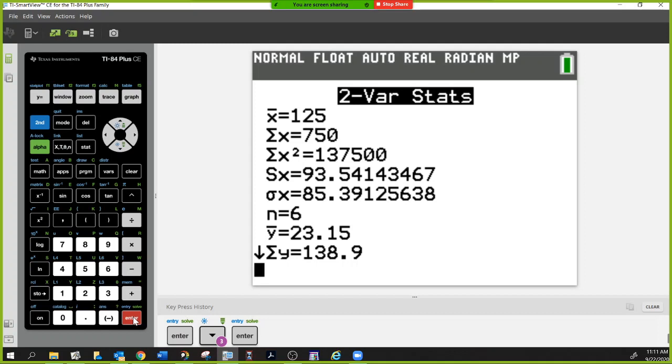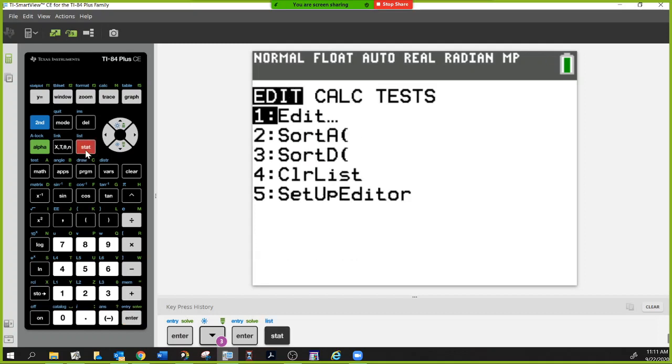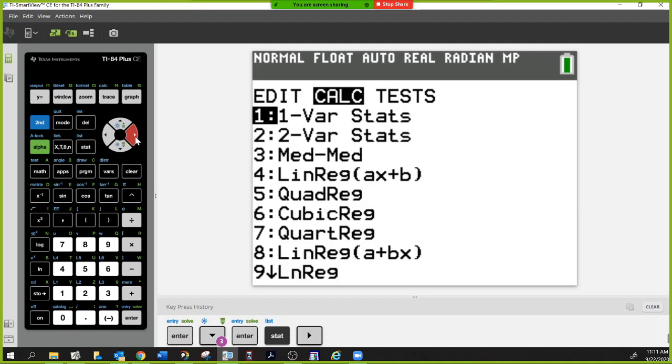Oh, crud. Look, you guys let me do it again. Why? It's not two variable statistics. That's for X bar and Y bar. I'm looking for linear regression, AX plus B. Sorry. Linreg, linear regression, AX plus B, because it's supposed to be a straight line.